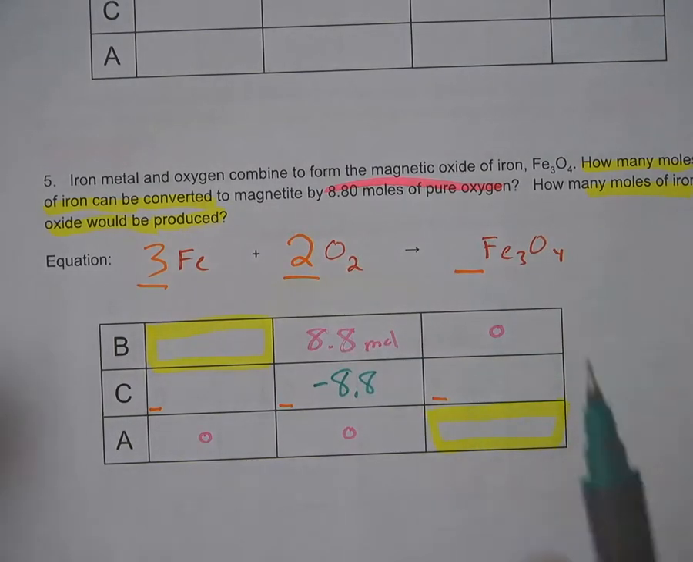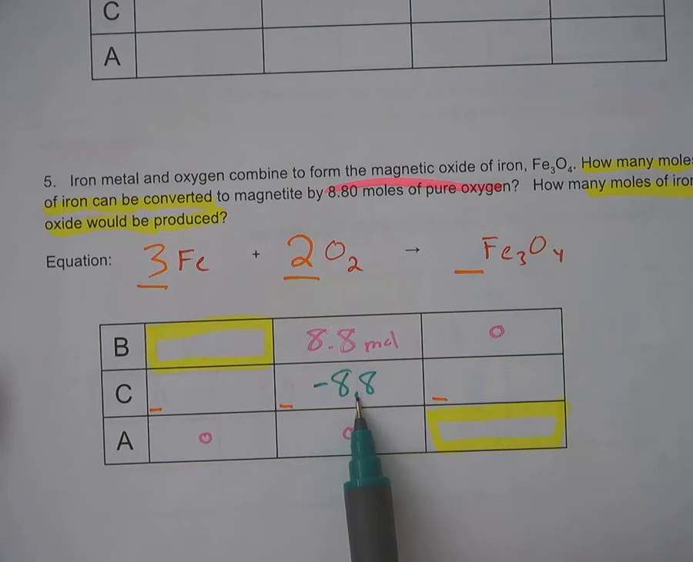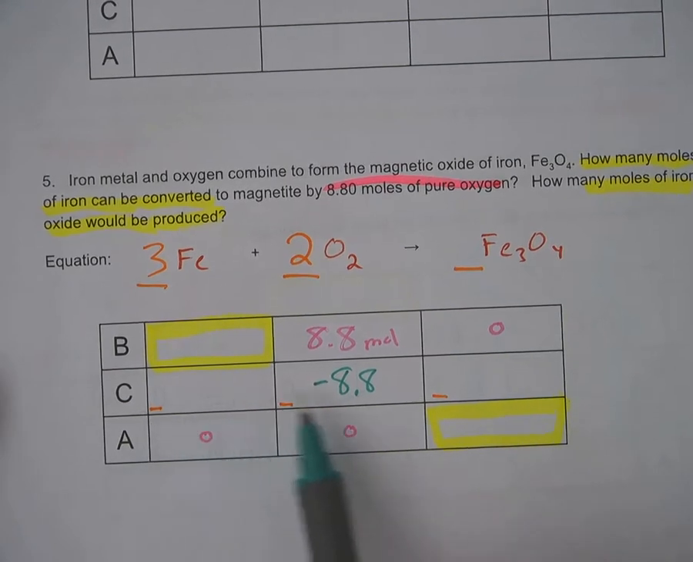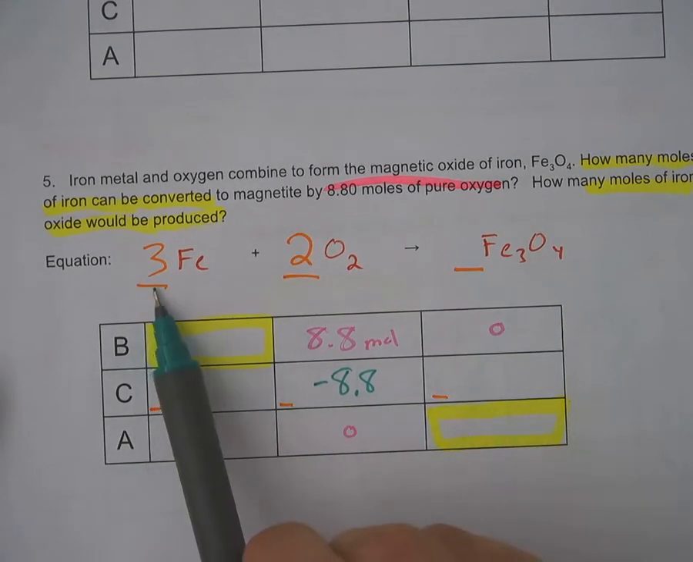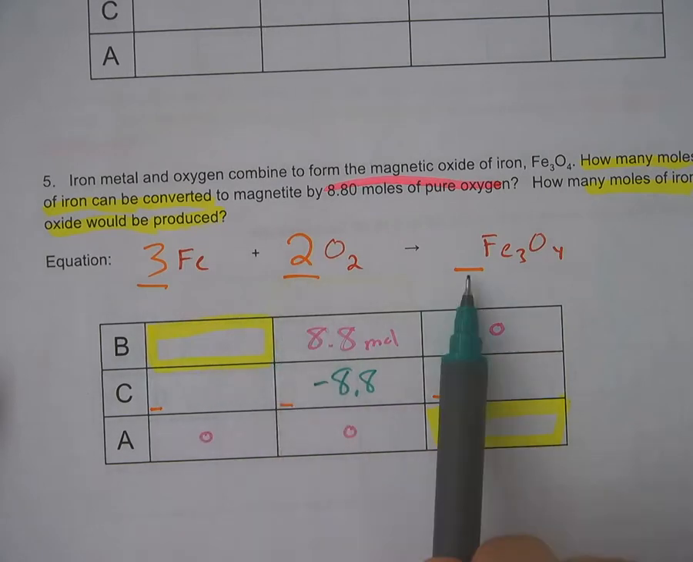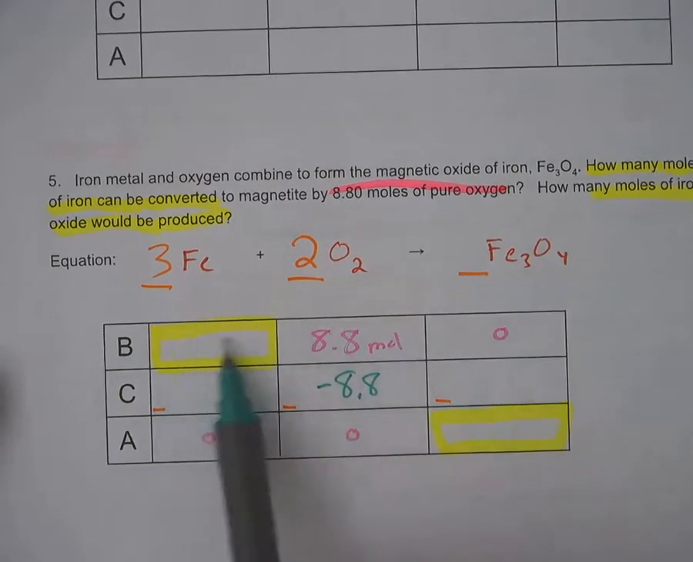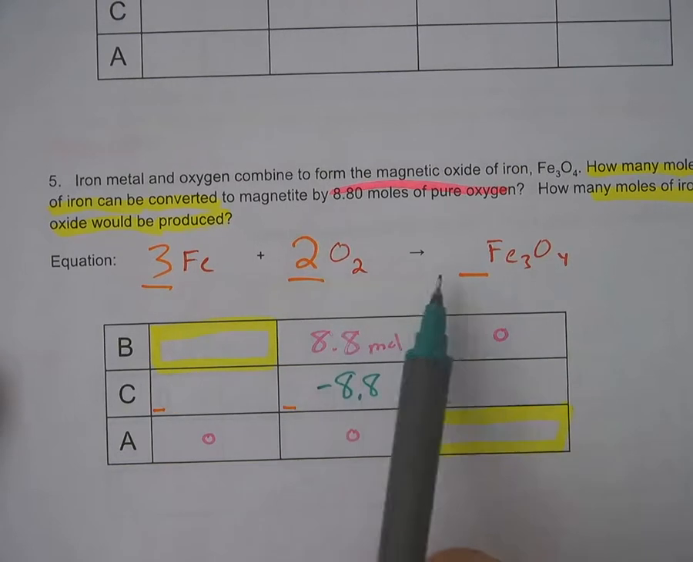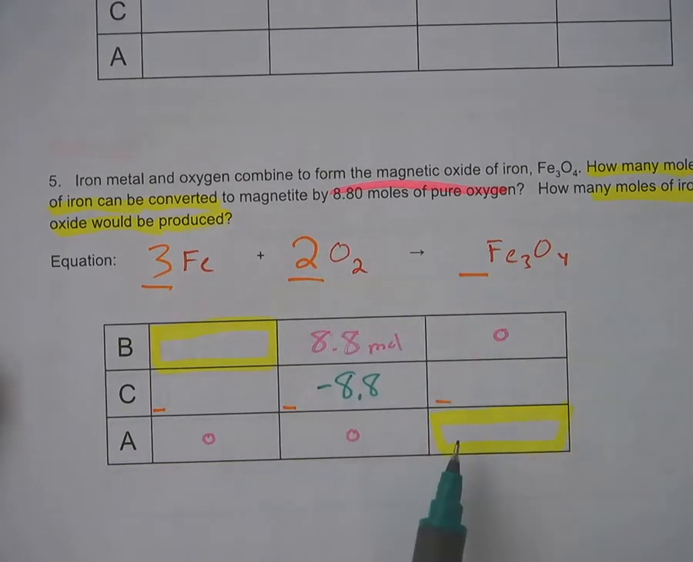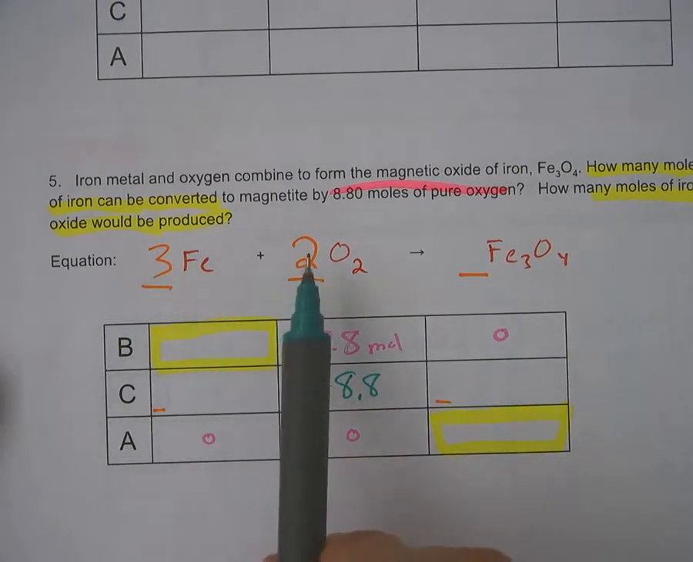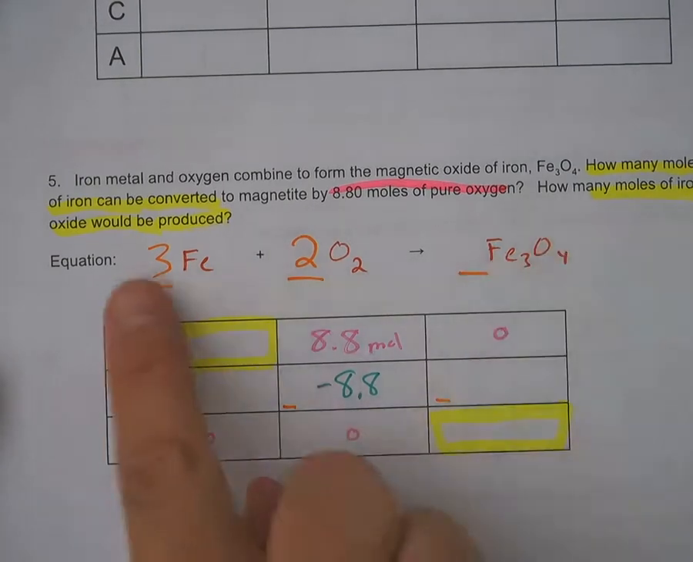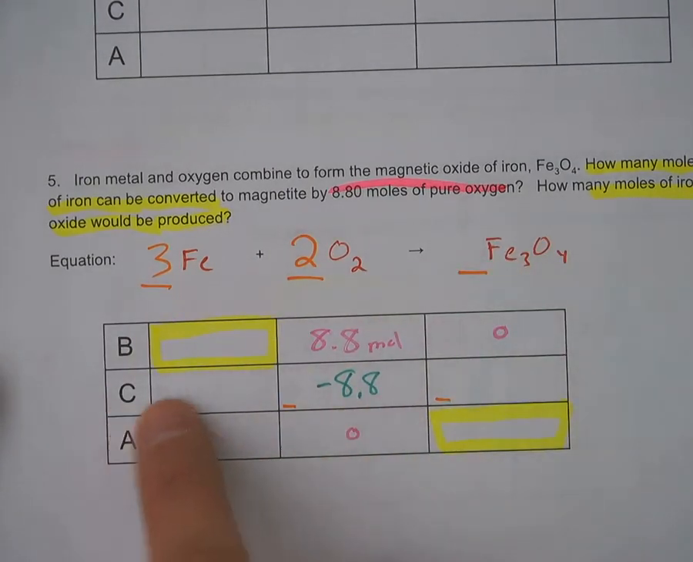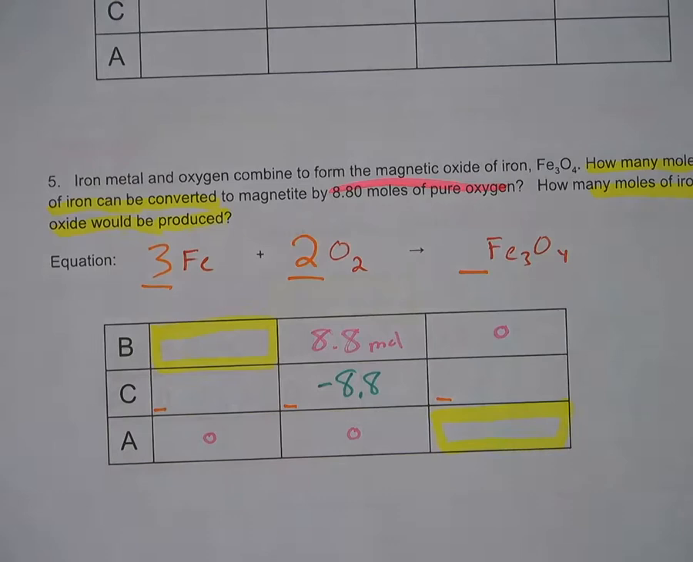Okay, now that I have one of the changes, I can do all the changes, but I have to remember that the changes are going to be the same ratio as the balanced equation. The before moles are not a 3 to 2 to 1 ratio. The after moles are not going to be a 3 to 2 to 1 ratio. The whole point of balancing is so we can get this C column, the change in moles.